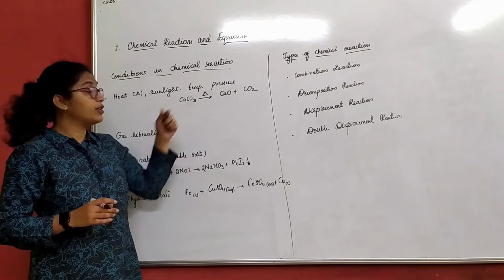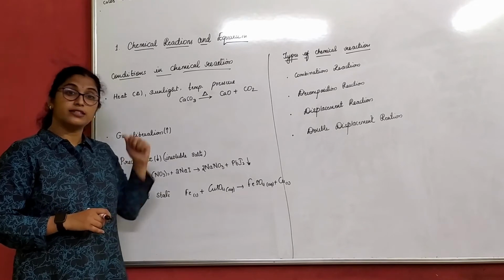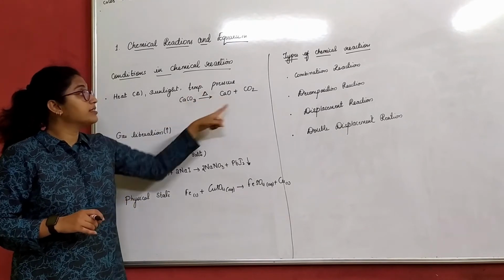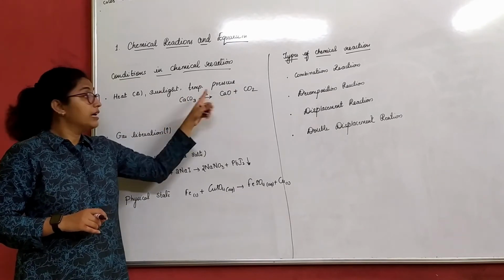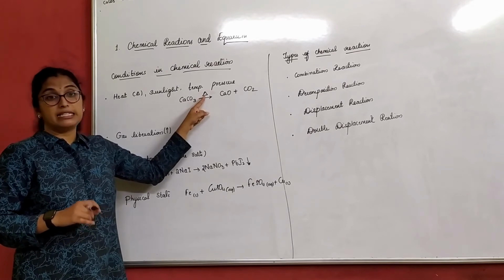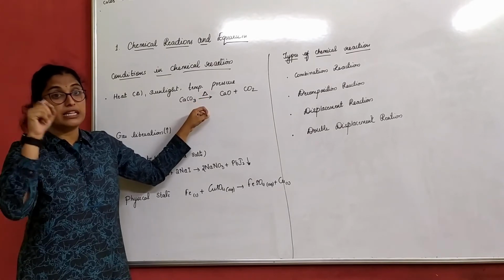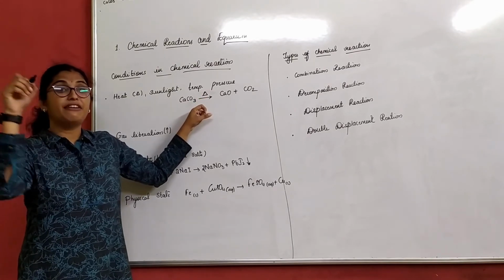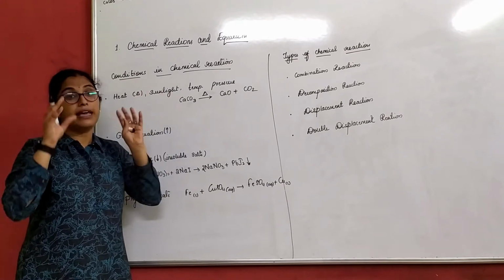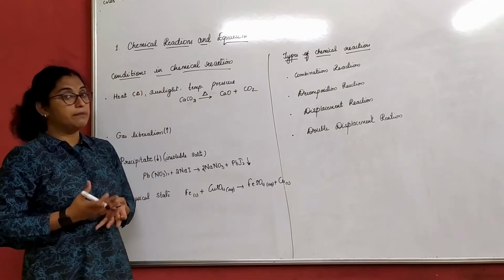Please check if the equation is balanced. It is balanced. You can check it later. So this is the first part. Assuming that its delta is nothing but heat. If I have written sunlight, it is sunlight. If I have written 1000 degrees Celsius, that is the exact temperature I am giving.